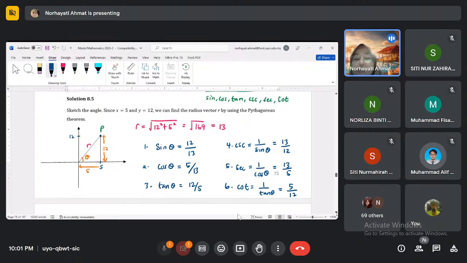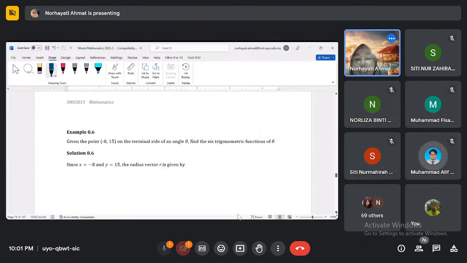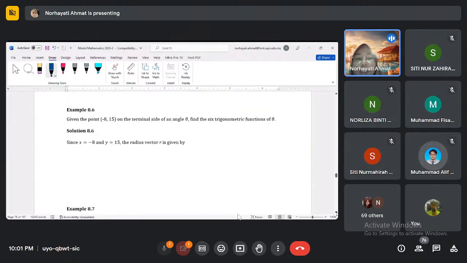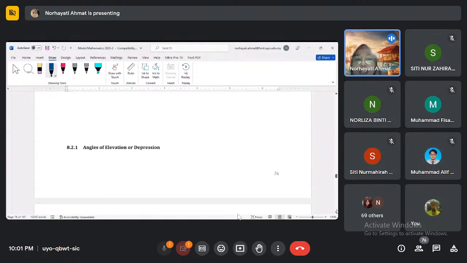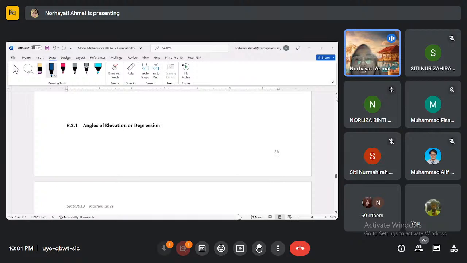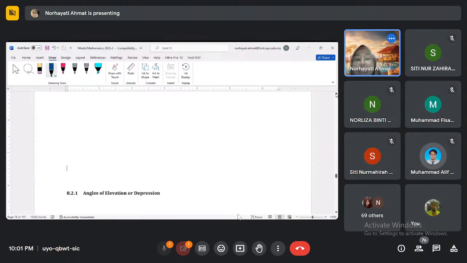Boleh? Boleh, bagus. Okay, so saya bagi rehat 10 minit. Okay, rehat 10 minit dan yang ini kita bincang sebagai homework boleh? Boleh. Boleh aja. Ni siapa ni?